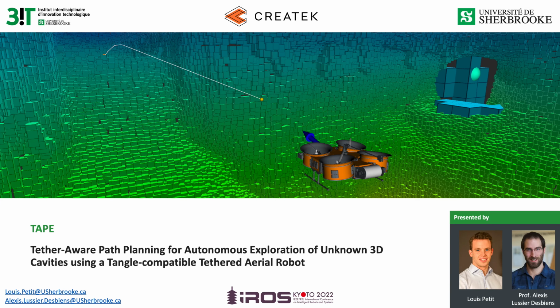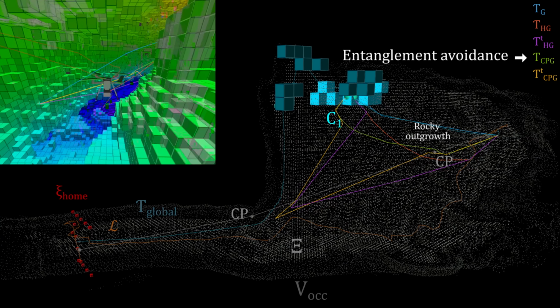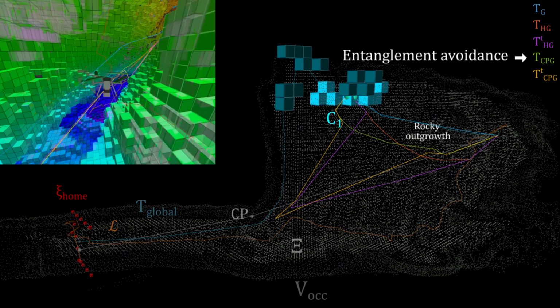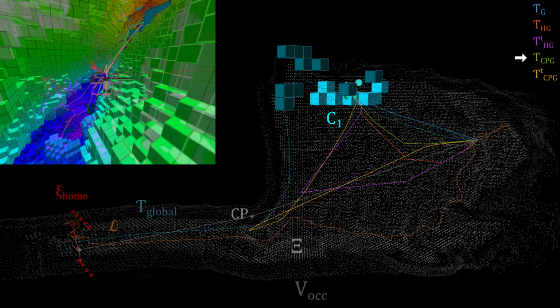Hello, my name is Louis Petit, and I will present my paper about TAPE, which is a Tether-Aware path planning algorithm for exploration of unknown cavities with a tethered aerial robot. This work was supported by the University of Sherbrooke and supervised by Professor Alexis Lussier Desbiens. Our goal is to provide an algorithm that is capable of exploring unknown cavities while avoiding tether entanglements.